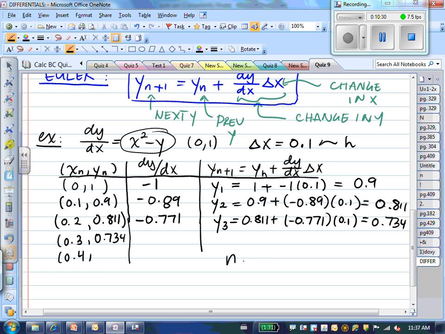So in the book, it'll have something like n equals 10. That means you're going to have to do it 10 times. Hopefully that helps.